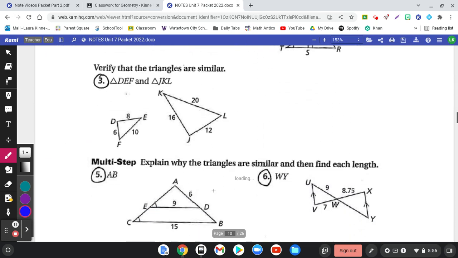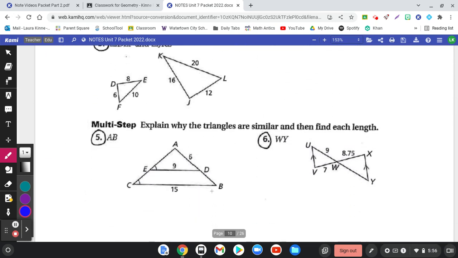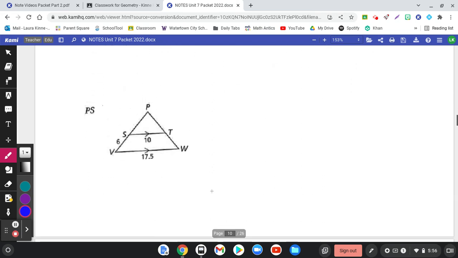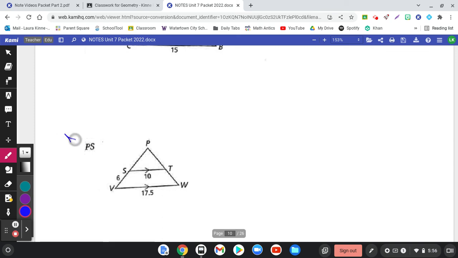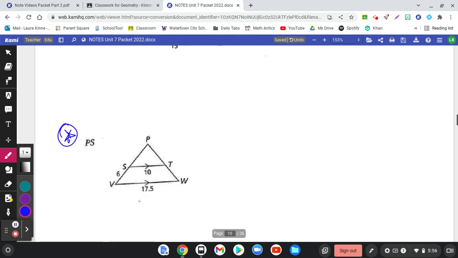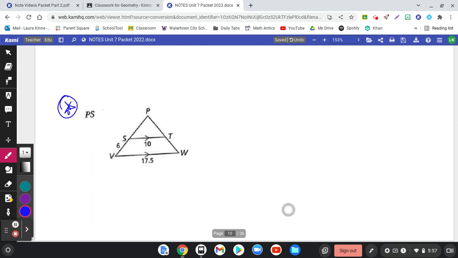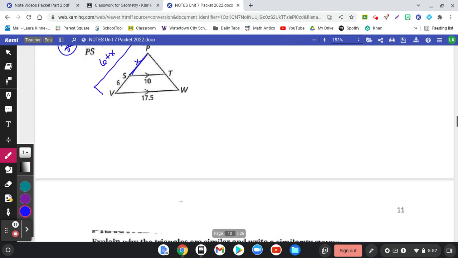Let me see which one it is. This one here on the next page, the one at the bottom. Give that one a try. That one's a little bit tricky. What I would suggest is you call SPX, and then this whole thing would be 6 plus x. But again, we'll practice with that.